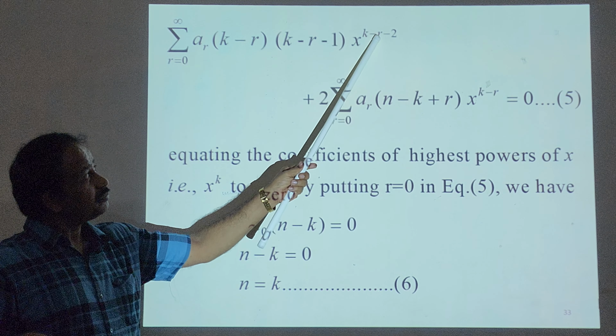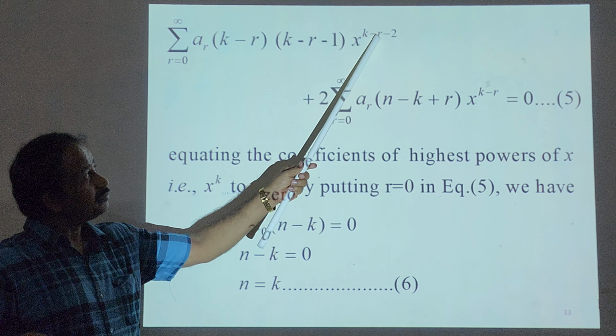Now r becomes r plus 2. Already one minus 1 is there, so you will have plus 1, r plus 1. Is it okay? Now what of this term? Summation goes from r equal to 0. We have written r equals r plus 2. We have added two terms. But summation should start from earlier two terms.